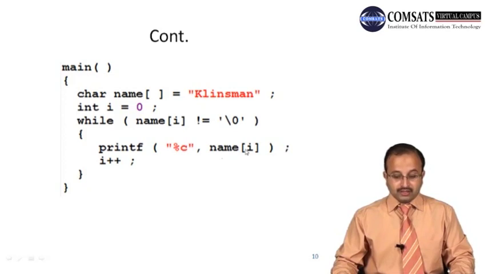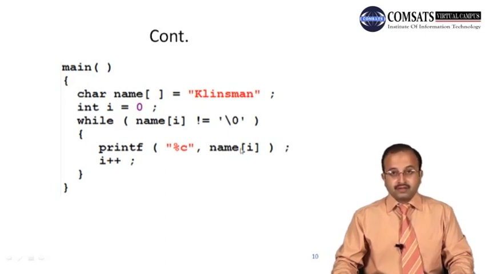So the character in name 1, that is L, will be printed, and then the value of I is incremented, the value of I becomes 2. Now in the while loop it checks name of 2 is not equal to null. So name of 2 is I, not equal to null, the condition is true, so it prints I and I++. So at some point the value of I becomes 8, and when it checks name of 8 not equal to null, in name of 8 you have a null character, and null is not equal to null, the condition is false, and it comes outside the loop, right?